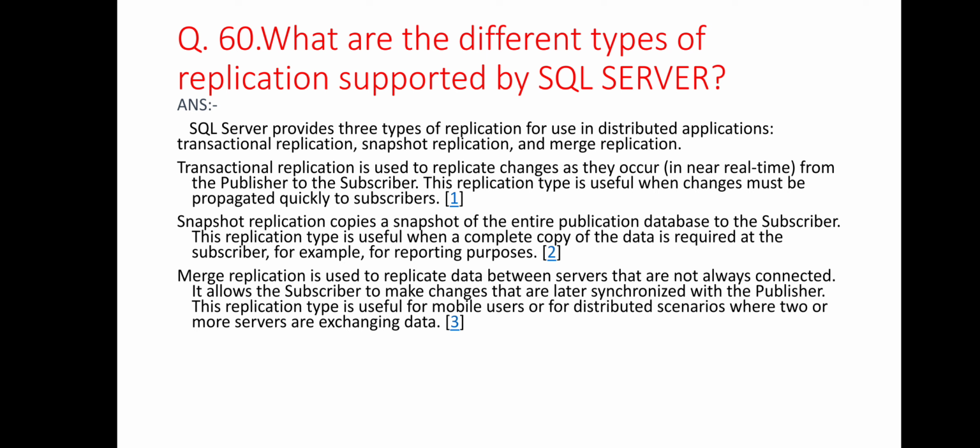Snapshot replication copies a snapshot of the entire publication database to the subscriber. This replication type is useful when a complete copy of data is required at the subscriber, for example for reporting purposes. Merge replication is used to replicate data between servers that are not always connected. It allows the subscriber to make changes that are later synchronized with the publisher. This replication type is useful for mobile users or for distributed scenarios where two or more servers are exchanging data.